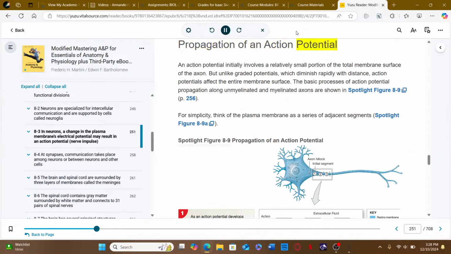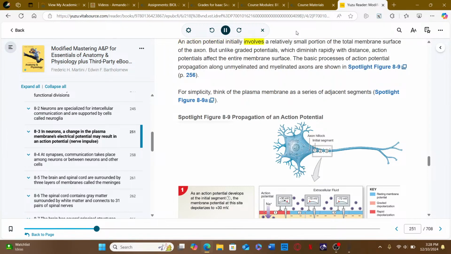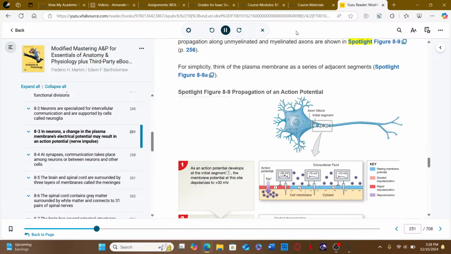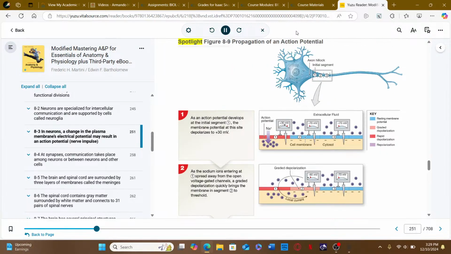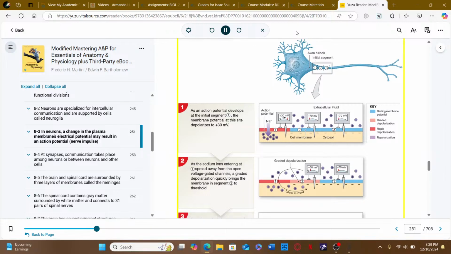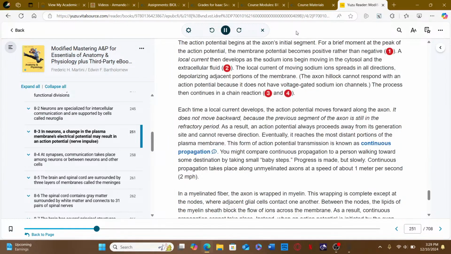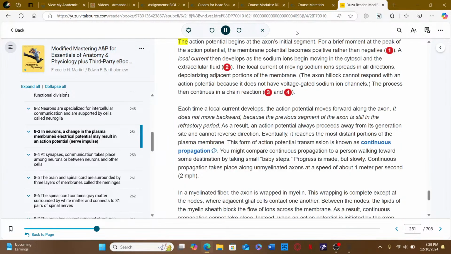Propagation of an action potential. An action potential initially involves a relatively small portion of the total membrane surface of the axon. But unlike graded potentials, which diminish rapidly with distance, action potentials affect the entire membrane surface. The basic processes of action potential propagation along unmyelinated and myelinated axons are shown in Spotlight Figure 8-9, p. 256. For simplicity, think of the plasma membrane as a series of adjacent segments. Spotlight Figure 8-9A. Spotlight Figure 8-9: Propagation of an action potential. The basic processes of action potential propagation along unmyelinated and myelinated axons. Figure 8-9 Full alternative text.